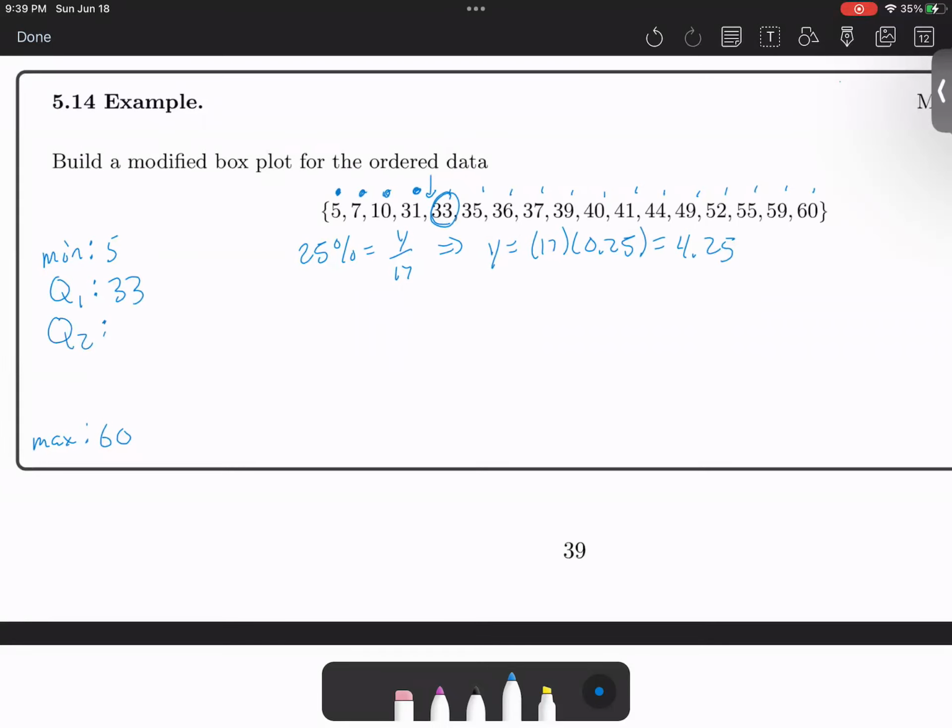Let's find the second quartile. 50% tells me that I need to count 8.5 values. 1, 2, 3, 4, 5, 6, 7, 8.5, and 9th. So the 9th value I can take, that's 39.